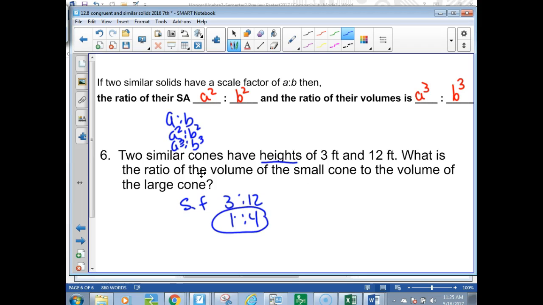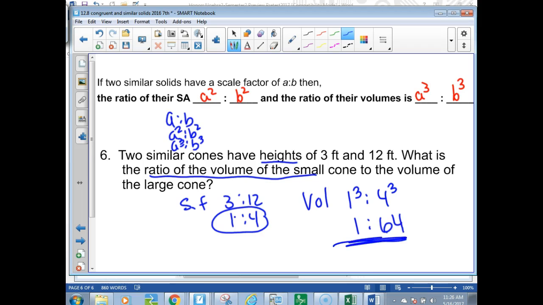Now, what is the ratio of the volume? Volume is not 1 to 4. It's 1 cubed to 4 cubed. 4 times 4 times 4 is 64. That's the answer to the question. Okay, all I had to do is cube the ratio of the sides.